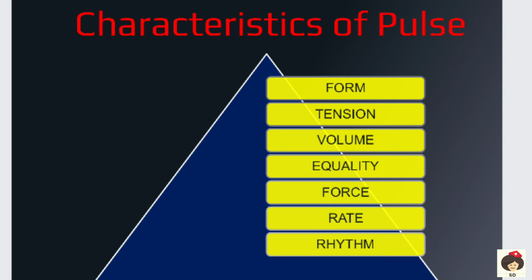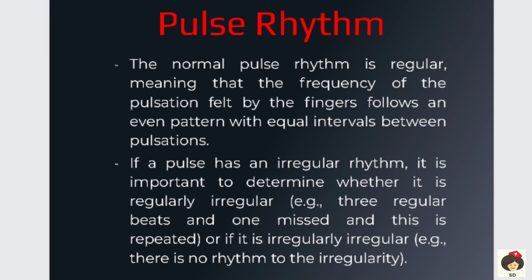Characteristics of pulse. So there are rhythm, rate, force, equality, volume, tension and form. So you will see one by one. So pulse rhythm means it should be regular, meaning that the frequency of pulse felt by the finger should follow an even pattern and equal intervals.